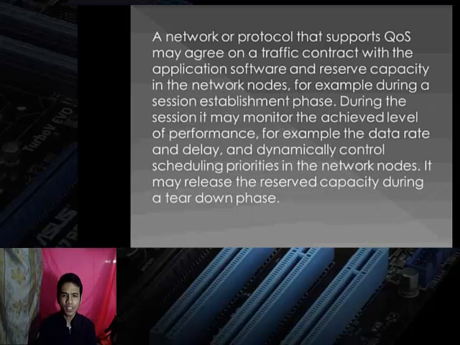A network or protocol that supports QoS may agree on a traffic contract with application software and reserve capacity in the network nodes, for example during a session establishment phase. During the session, it may monitor the achieved level of performance, for example the data rate and delay, and dynamically control scheduling priorities in the network nodes. It may release the reserved capacity during a tear down phase.